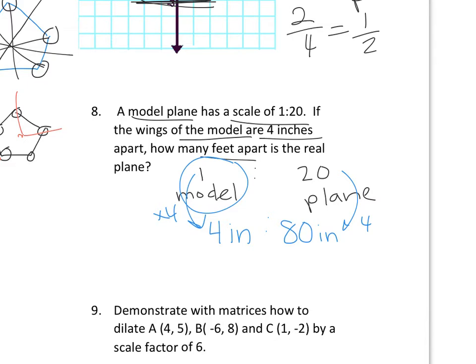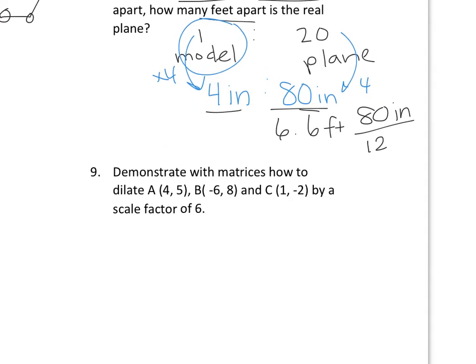So then I'm going to convert this to feet. If 4 inches is 80 inches, then how many feet is that? I take 80 inches and divide it by 12 to get the number of feet. So 12 goes into 80 6 times, because 6 times 12 is 72, with 8 left over. So 6 and 8/12 is 6 and 2/3, so 6.6 repeating feet.